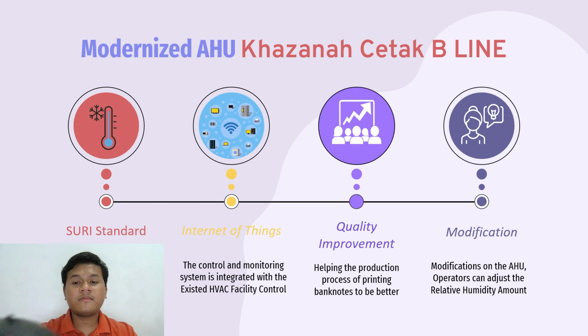This control and monitoring system has been integrated with the current HVAC facility control. The goal of AHU modernization is to help increase efficiency by controlling humidity and temperature to the standard levels. The next step is to modify the AHU, which will allow the operator to change the humidity.